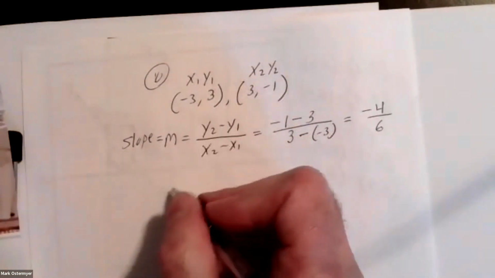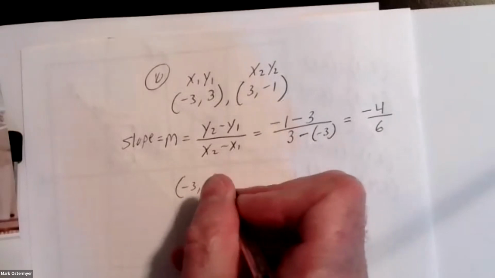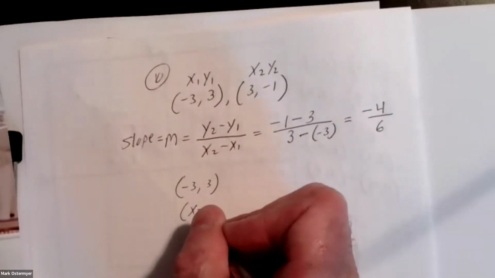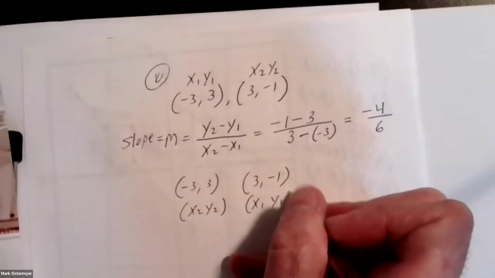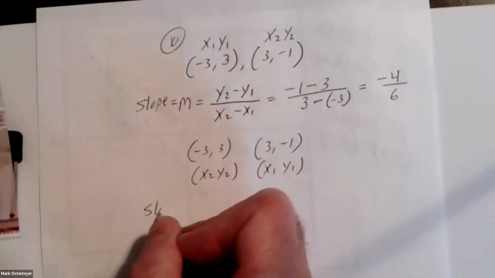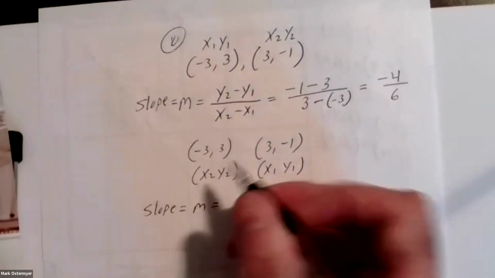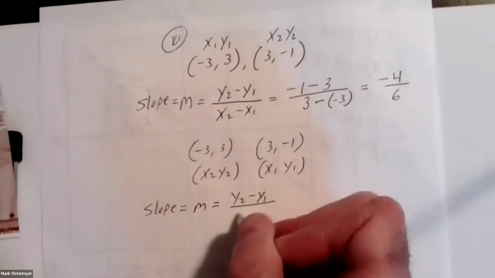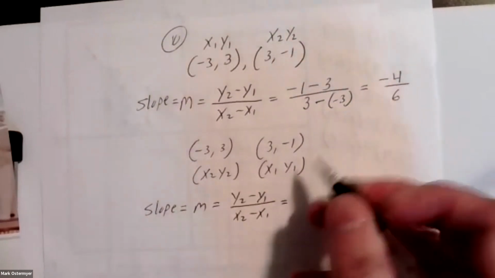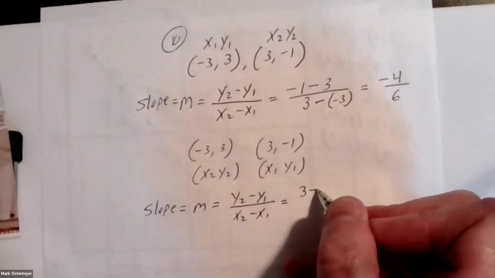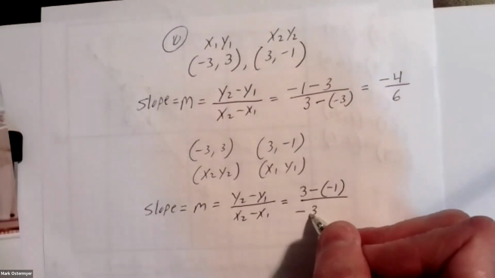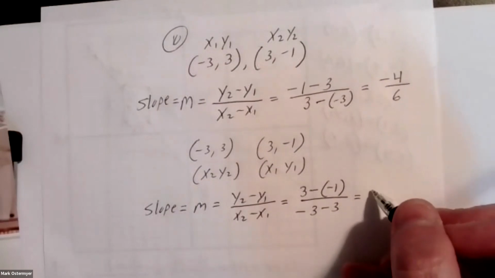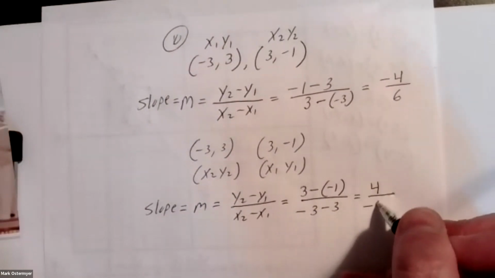Now, had we had these 2 points switched here, in other words, if I designated this point as being my second point and 3, -1 being my first point, let's recompute the slope here. y2 minus y1 over x2 minus x1. So now we'll have what? 3 subtract a -1. And that sits over -3 minus 3. So in this case, I would get a slope of 4 over -6.